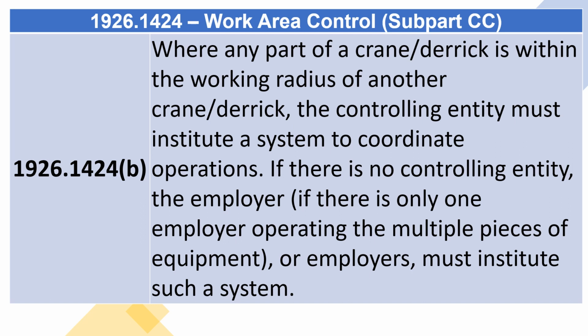1926.1424 B. Where any part of a crane/derrick is within the working radius of another crane/derrick, the controlling entity must institute a system to coordinate operations. If there is no controlling entity, the employer, if there is only one employer operating the multiple pieces of equipment, or employers, must institute such a system.